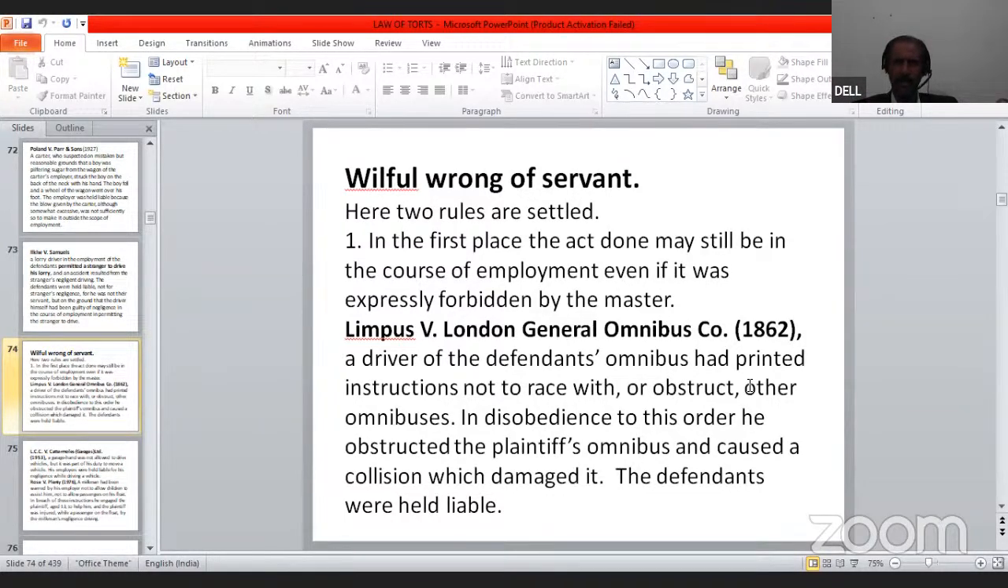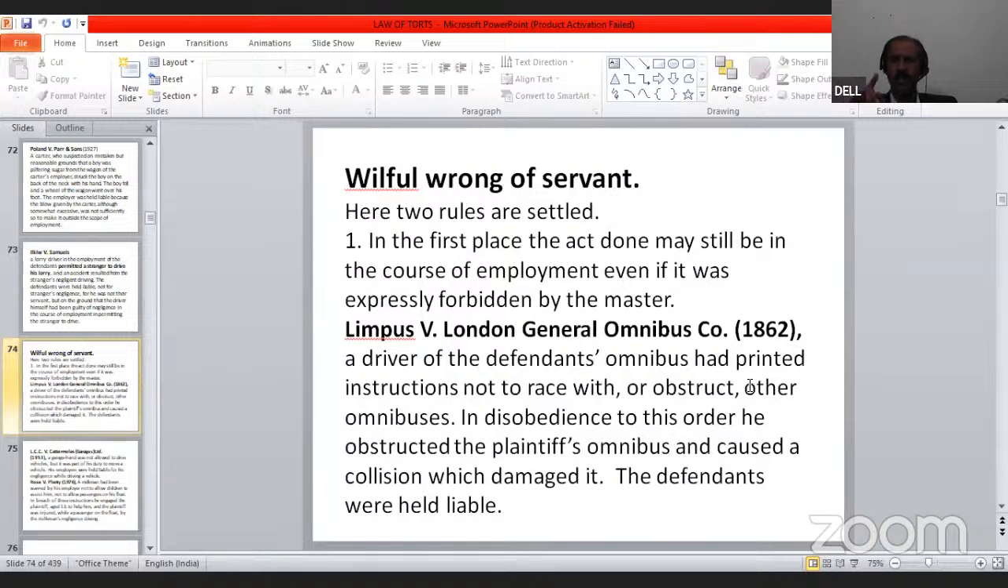responsible for the accident. Then the persons who were injured filed a case, and they said it is outside the course of employment because we already gave a written circular to all the drivers to follow it, and when they are not following, it is outside the course of employment.